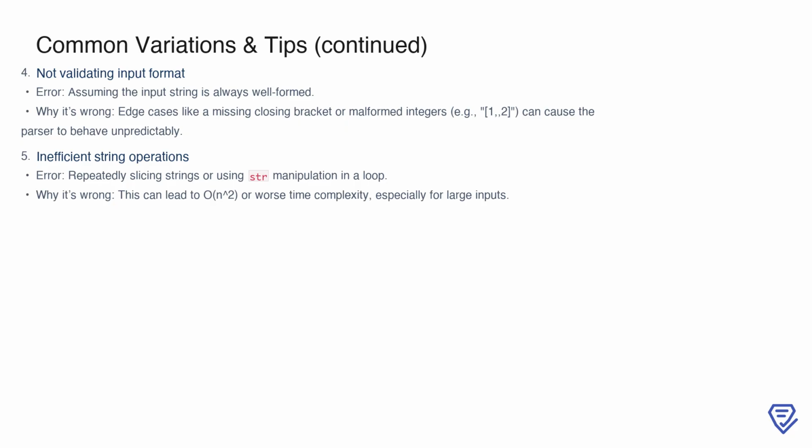Now, let's look at two more critical mistakes. One is not validating the input format. Assuming the input string is always well-formed can lead to unexpected behavior. For example, edge cases like "1,,2" or missing brackets might break your solution. It's important to include checks to handle malformed input gracefully. Another frequent issue involves inefficient string operations. Repeatedly slicing strings or manipulating them in a loop can drastically increase the runtime complexity, potentially leading to O(n²) or worse. This becomes especially problematic when dealing with large inputs, so aim for solutions that minimize excessive string operations.